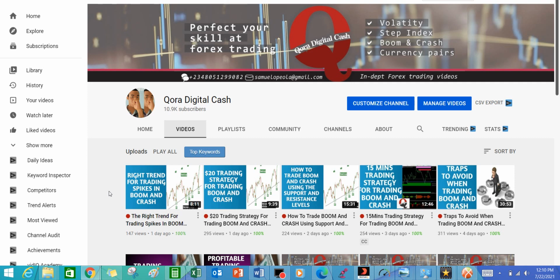We'll be looking at the right trend to trade each of these assets, when the trend is starting, when the trend is ending, and when it is the right time to trade with the trend. We'll also look at the best time frame you can use to trade the market successfully, in order to milk the market for a very long time. So these are some of the things we'll be looking at in today's video.